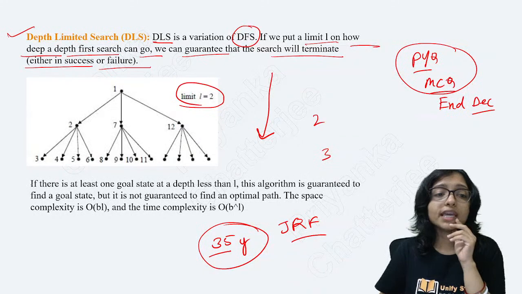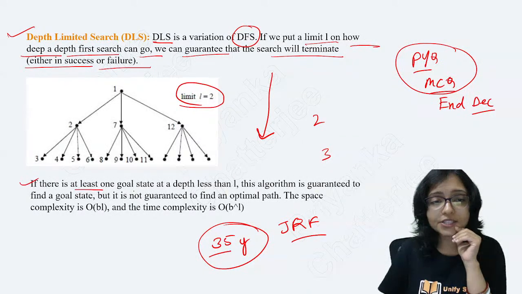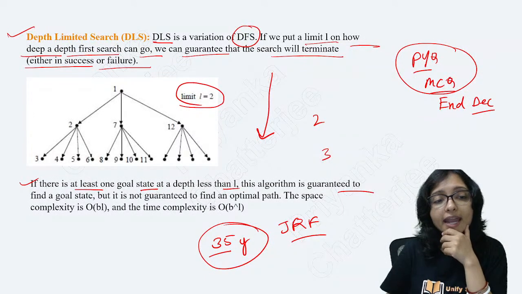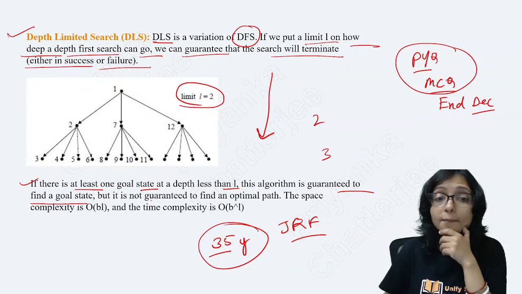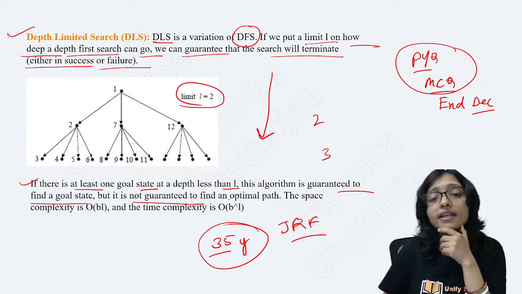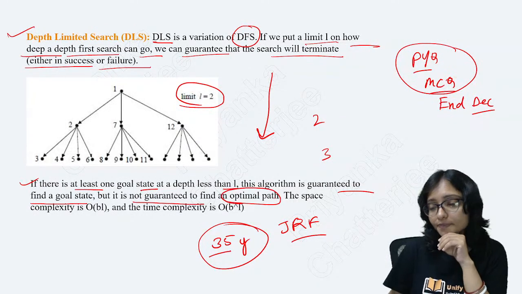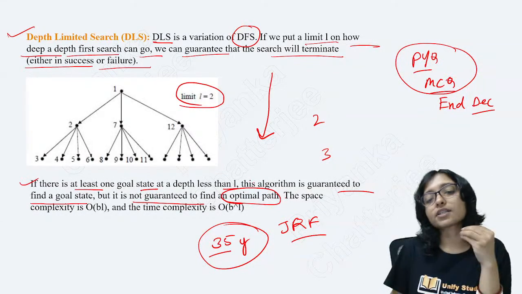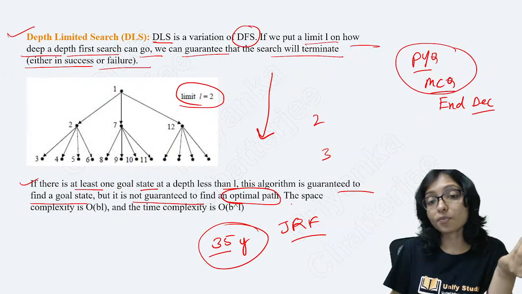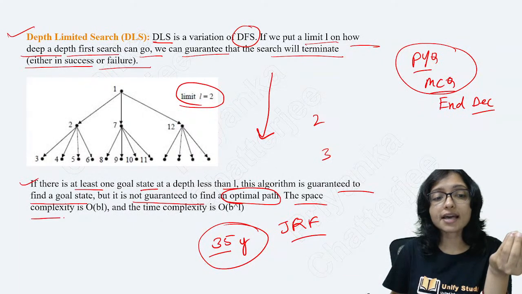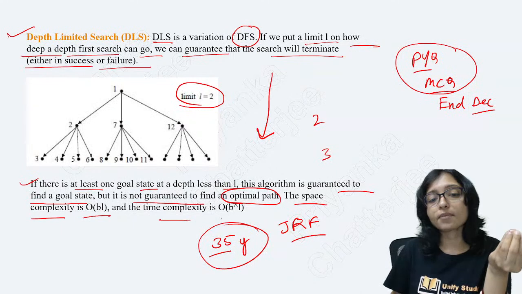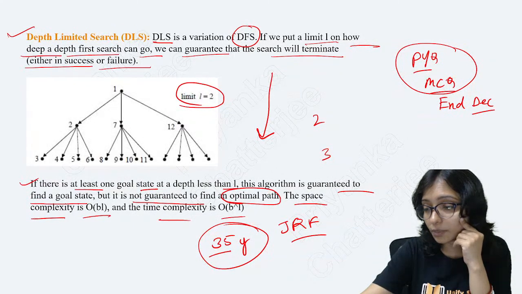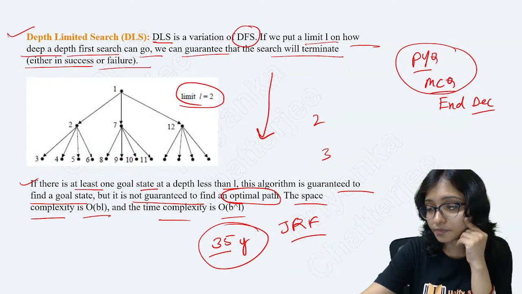If the goal is within the limit L, it will be found. The algorithm guarantees to find the goal state, but does not guarantee to find the optimal path. Within the lesser depth it can guarantee finding a goal, but it cannot guarantee that it is the optimal path. The space complexity is order of BL and the time complexity is order of B to the power L.